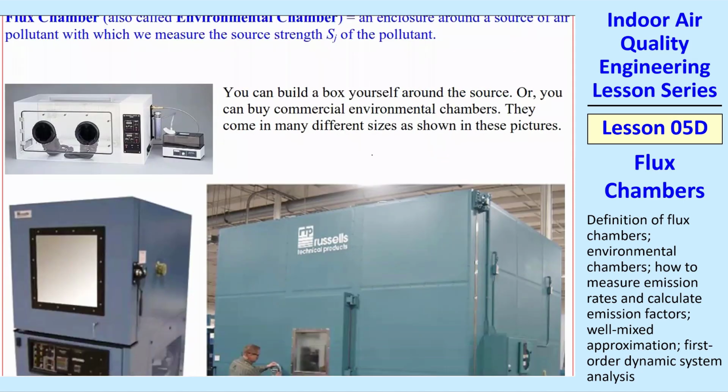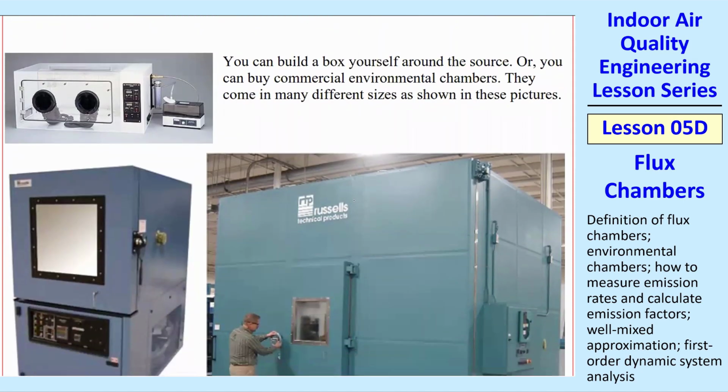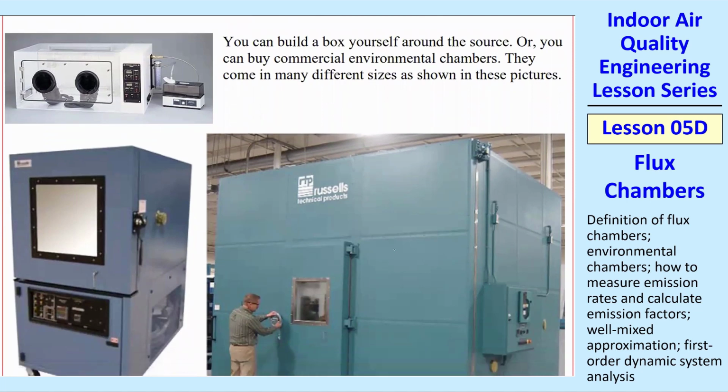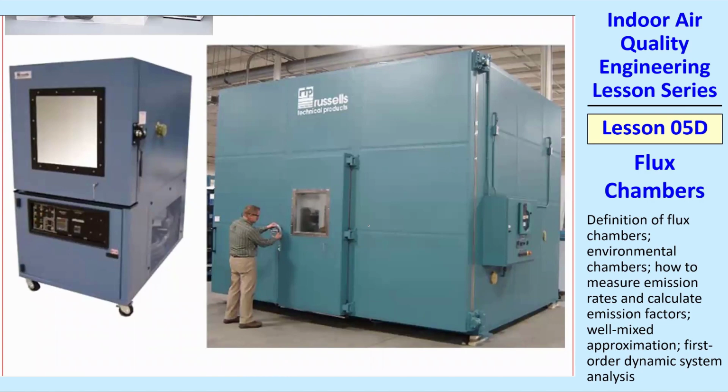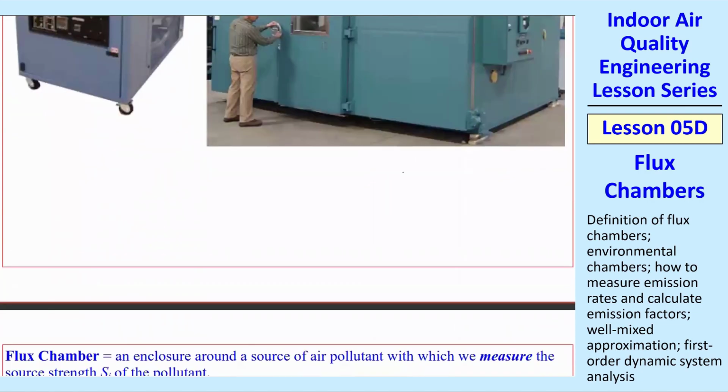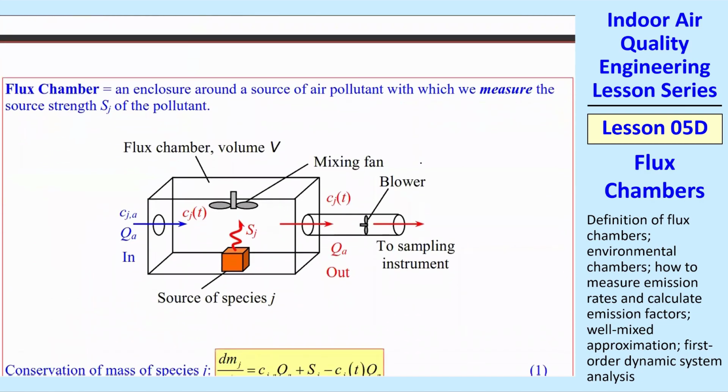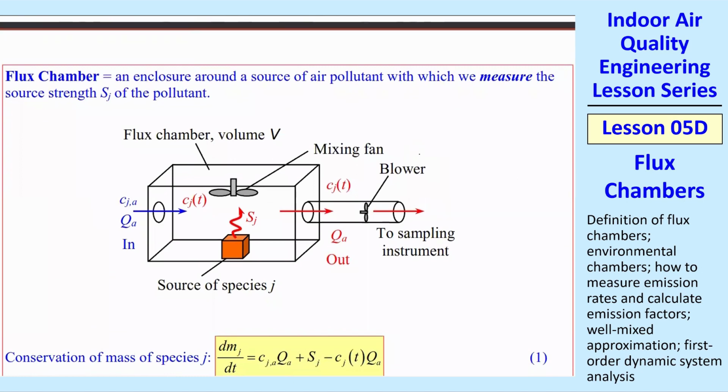They can be tiny, like the one on the left there. You can build a box yourself, or you can buy commercial ones. Here's an intermediate one on the left, and then a big one. There's a man for a scale, like a whole room. They're basically just a box, so any enclosure around a source can be used as a flux chamber.